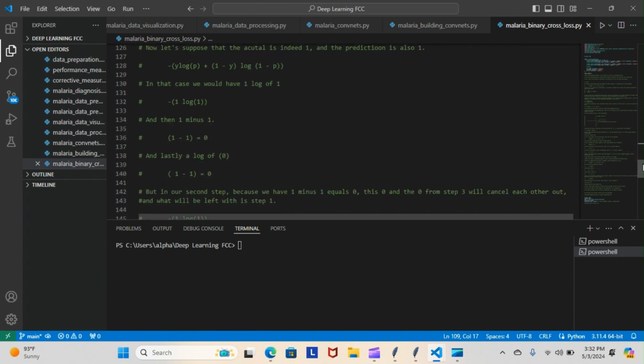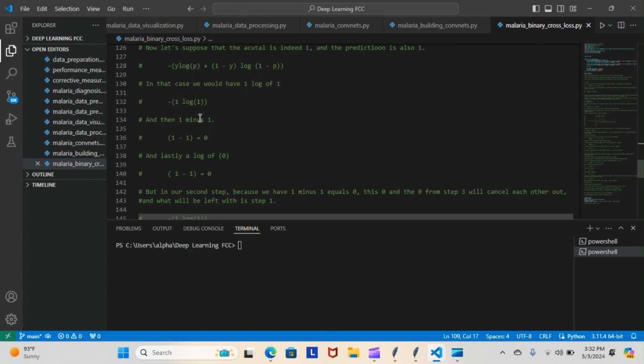Now let's suppose that the actual is indeed 1 and the prediction is also 1. So this is the original equation that we always start with. This time we're going to imagine that the actual is 1 and the predicted is 1. So in this case, we would have 1 log of 1, because the actual is 1 and the predicted is 1.